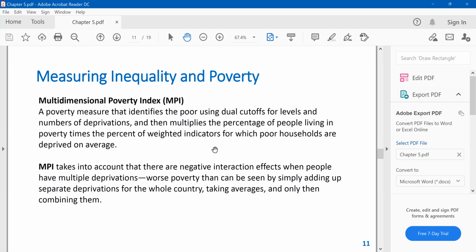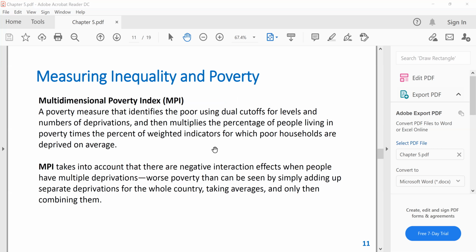Okay. Now, one thing people realized, economists and development policymakers, etc., realized that just looking at income is not really sufficient, right? We discussed some of the issues in the very beginning when we talked about the Human Development Index, right?